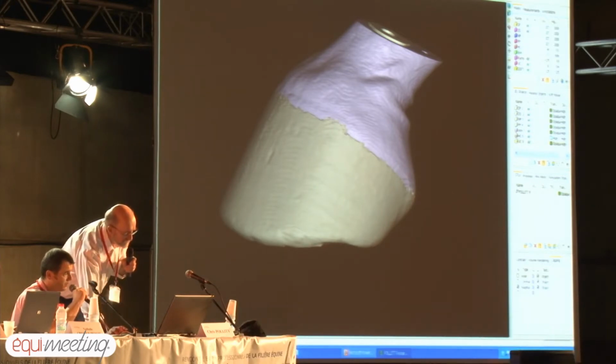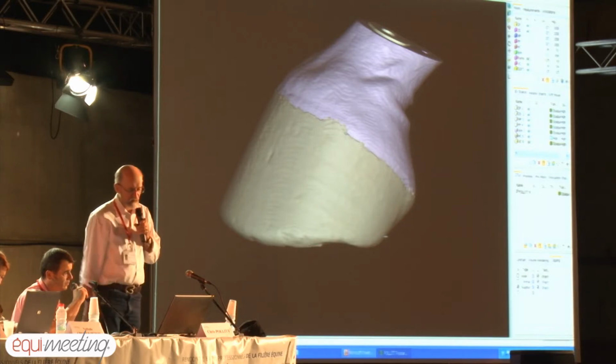And the dorsal hoof wall angle is perhaps 55 degrees, and the heel angle is not the same, slightly more acute.